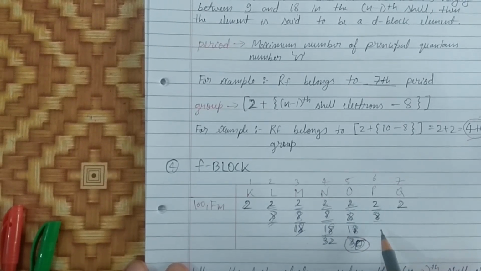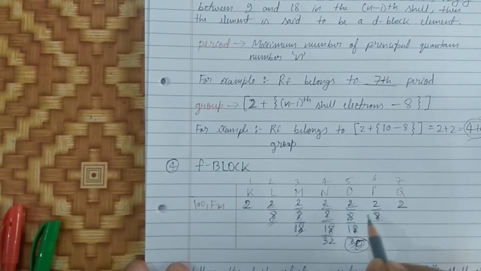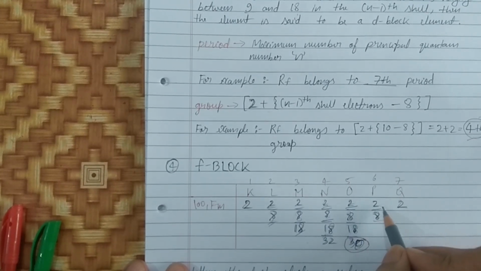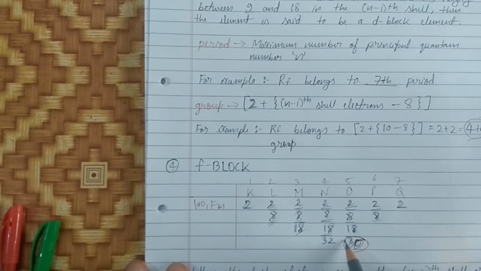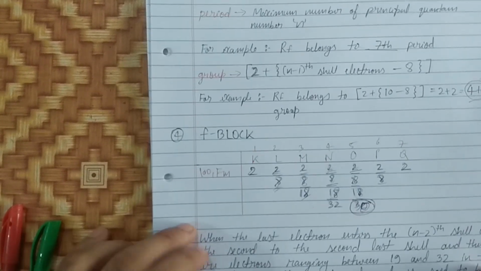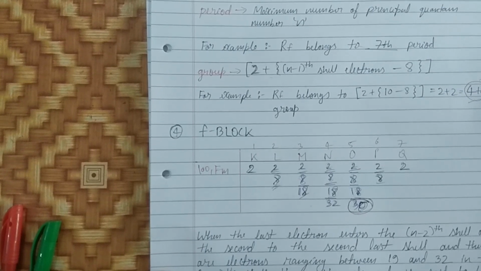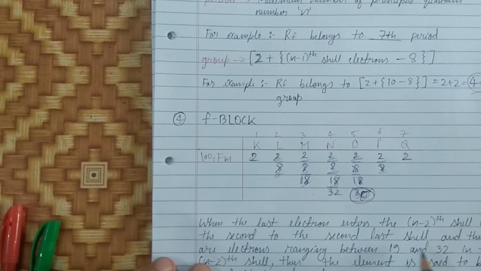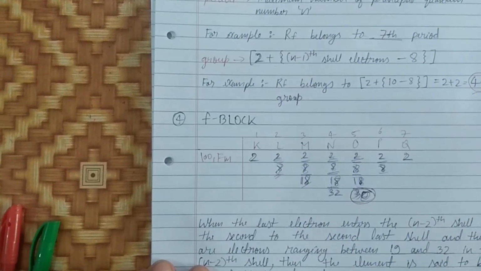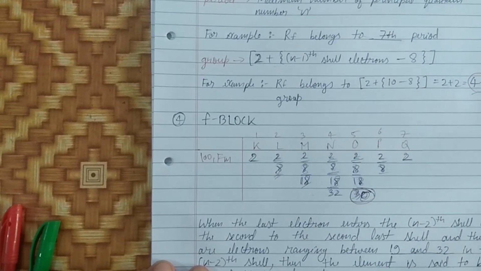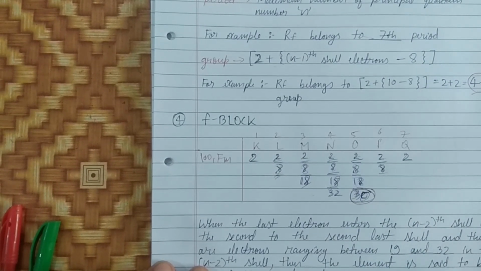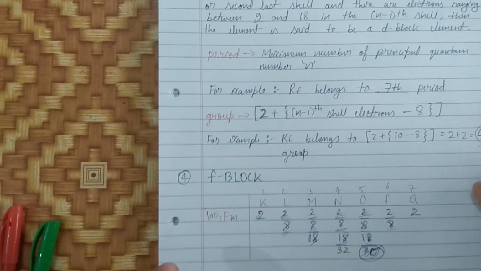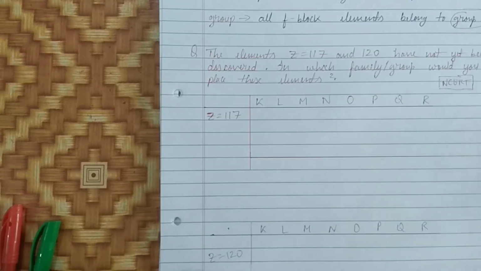So we can see here that the last electron enters the n minus 2 shell. It's n shell, then n minus 1 shell, then n minus 2 shell. So the last electron enters the n minus 2 shell. And in such cases, when the last electron enters the n minus 2th shell and the electrons range between 19 to 32, in this case it's 30, then the element is said to be an F block element.